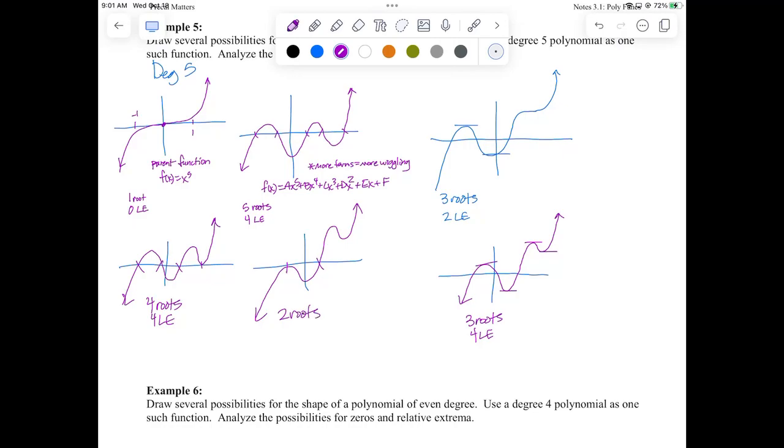How many local extrema would it have? 4. Still 4. Can I draw it with 1 root? Well, we've already drawn it with 1 root, right? The parent function had 1 root. Can we draw this with 0 roots?